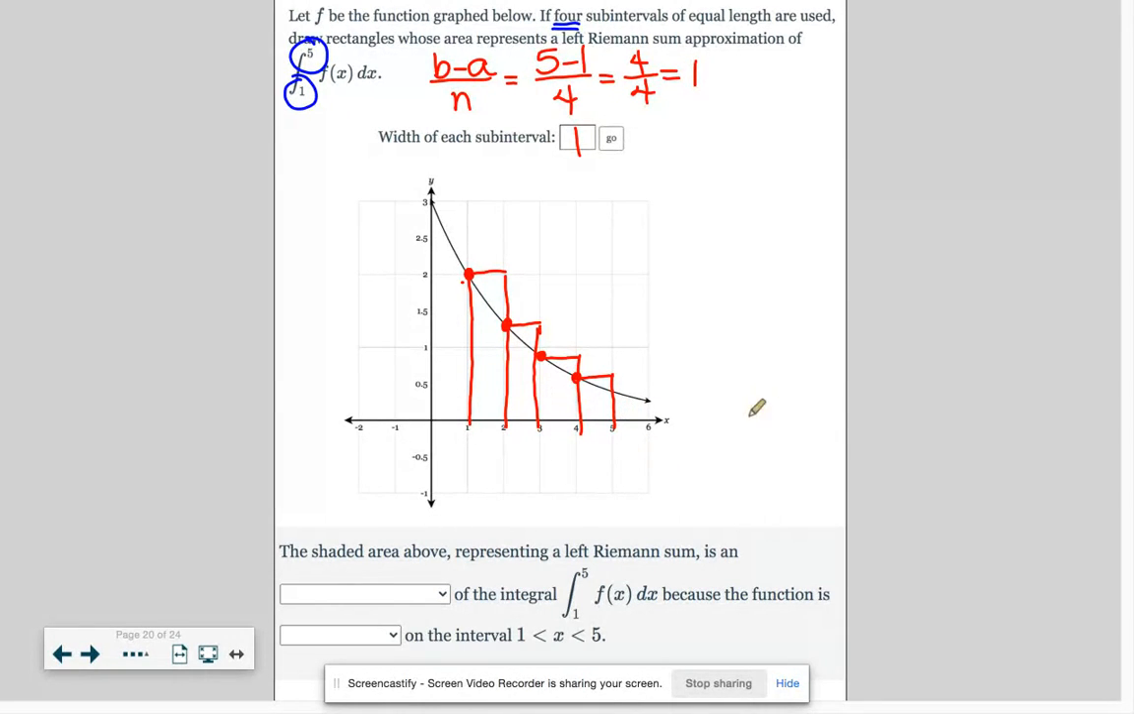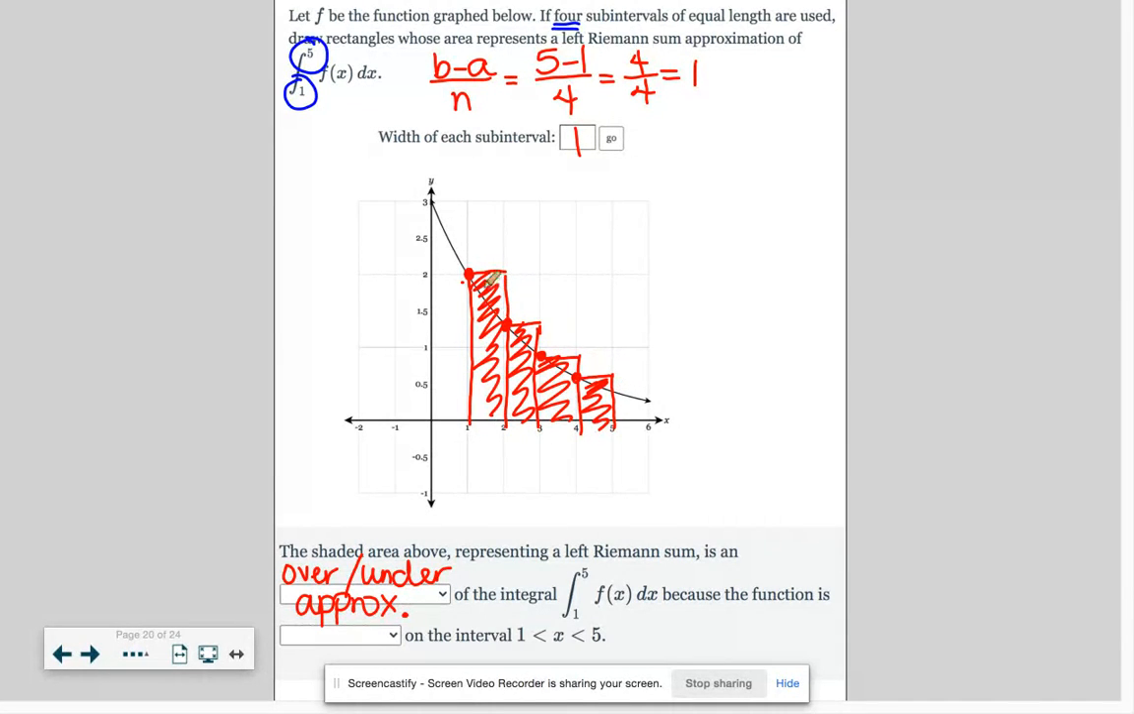All right, now, you don't actually have to compute the area in this question. You just have to answer some questions that show that you understand how the answer would be interpreted. So it says, the shaded area above representing a left Riemann sum. So like when you do this, this will all be shaded like that. They'll draw the rectangles for you. It'll all be shaded like that. Is a, and your options here in a drop-down box are an over or an under approximation. Which one is it? Is your shaded space bigger than the area under the curve, or is it smaller than the area under the curve?